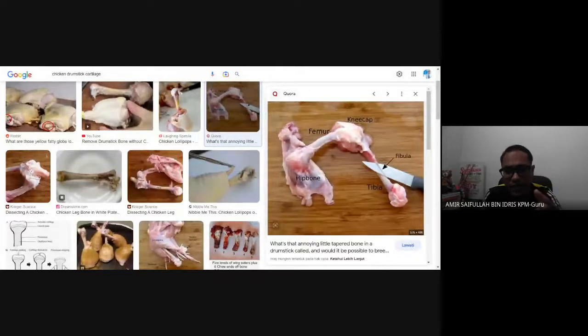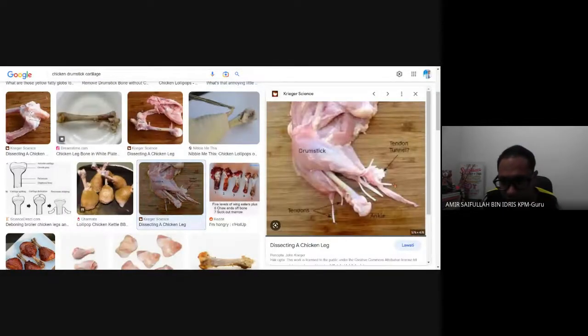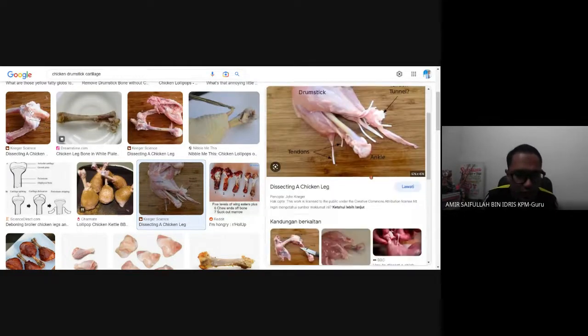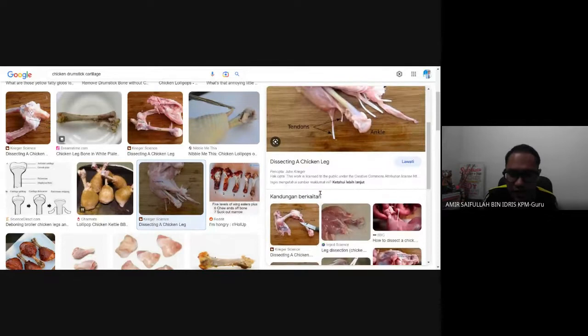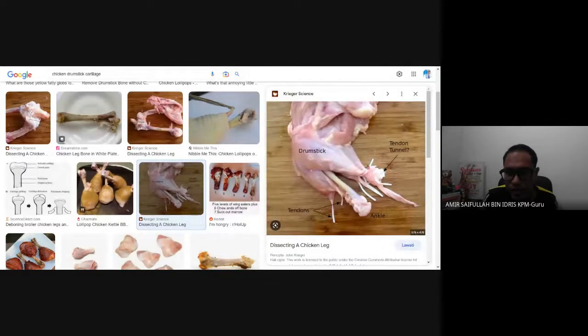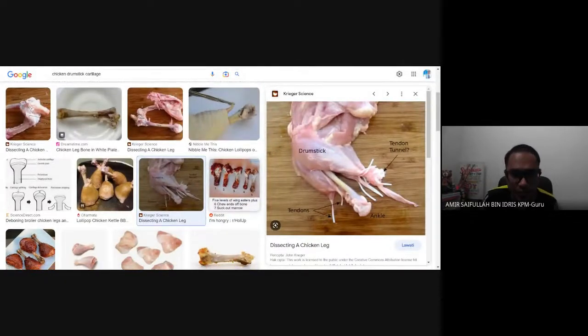Tendon, apa benda tendon? Tendon dia connect one bone to another bone so that it can move. Okay, tendon. This one chicken tendon. Dia punya urat. Melayu cakap macam urat lah. So dia connect bone to another bone. Kalau dia connect muscle to bone, yang tu kita panggil ligament.